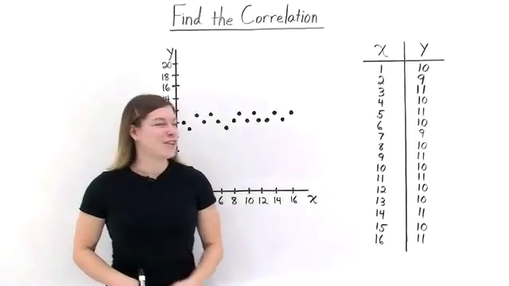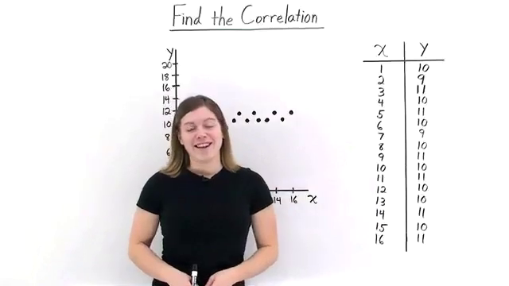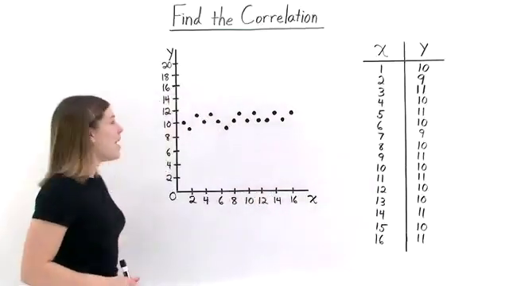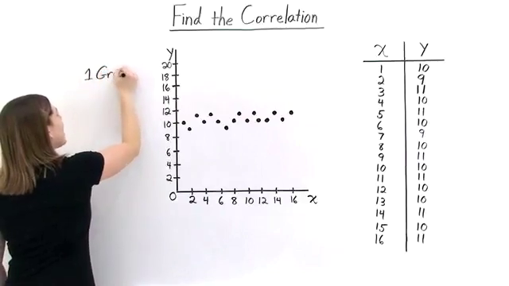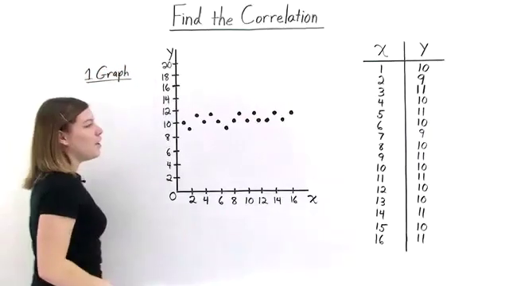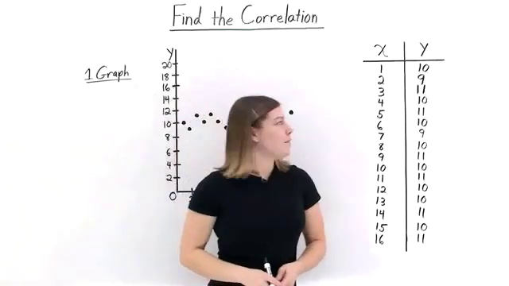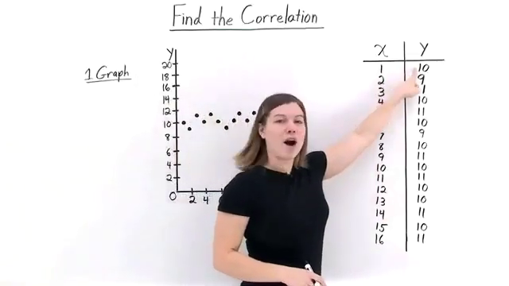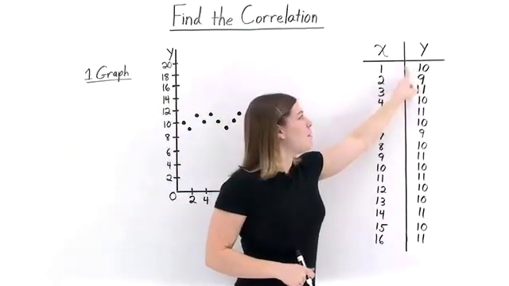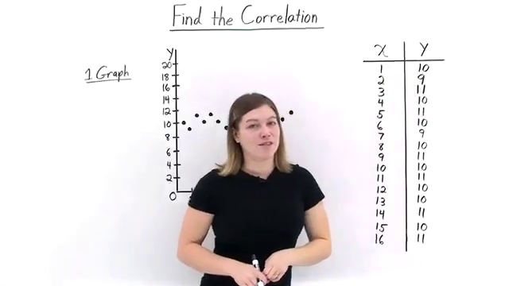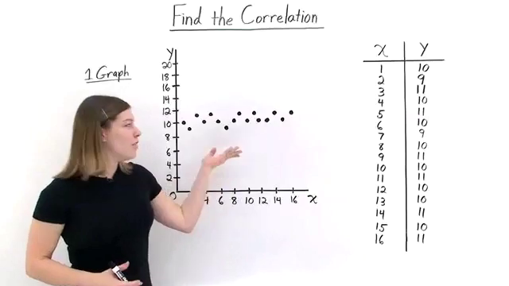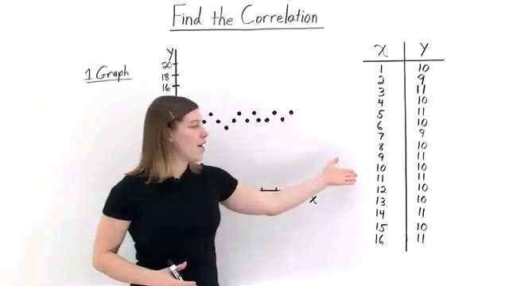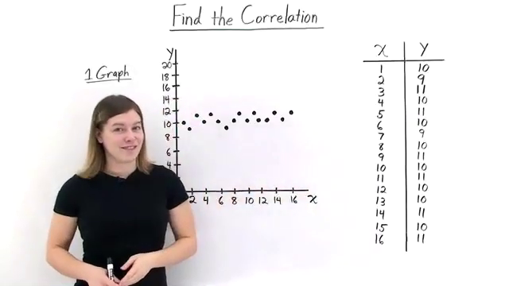Let's find the correlation for the data written on the board. If you've been given a set of data and asked to find the correlation, the first thing you want to do is plot that data on a graph. To do this, you want to look at your data and take your x and your y coordinates and make them into x and y coordinate pairs. Then you want to plot them on a graph. When you do this, you'll get a scatter plot. And for our data, our scatter plot looks like this.